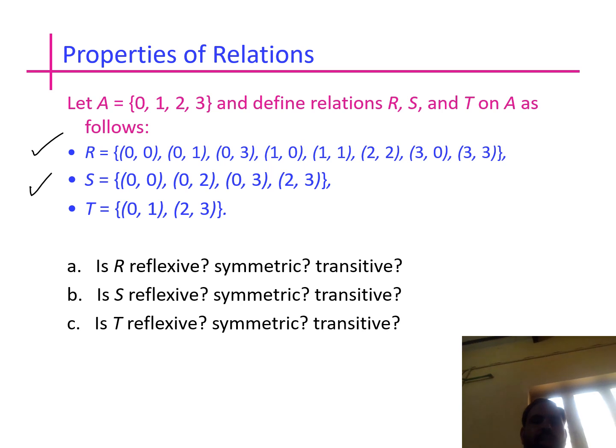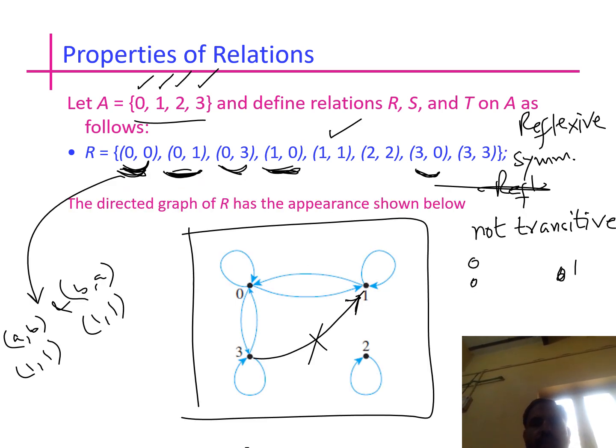Another example: let A be the set {0, 1, 2, 3} and define relations R, S and T on A as follows. R is this, S is this, and T is this. What do you think about R? Is R reflexive, symmetric, transitive? Is S reflexive, symmetric and transitive? And what do you think about T: is it reflexive, symmetric and transitive?